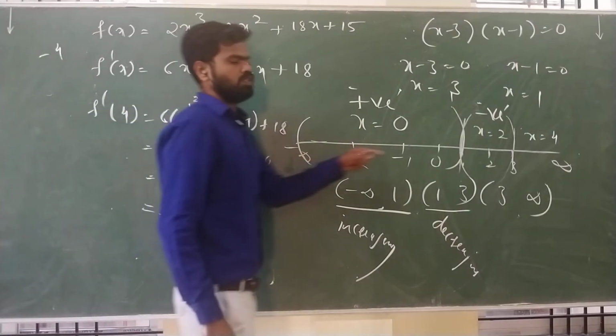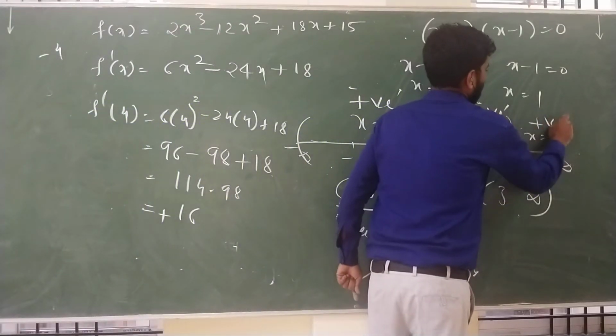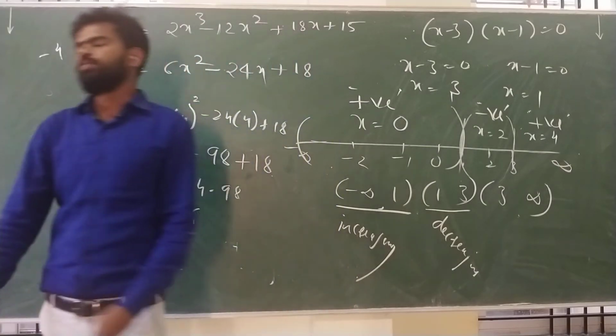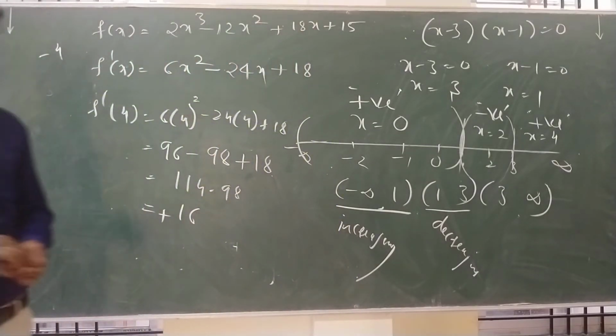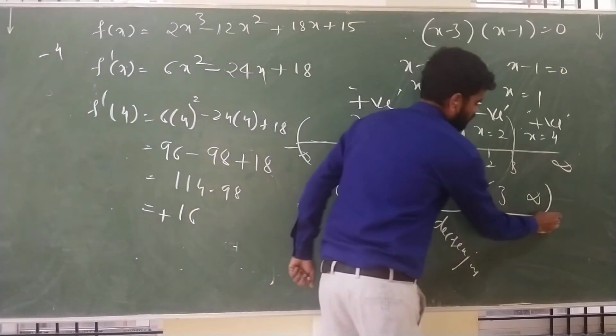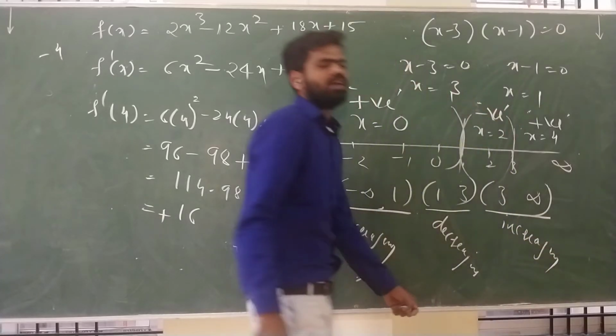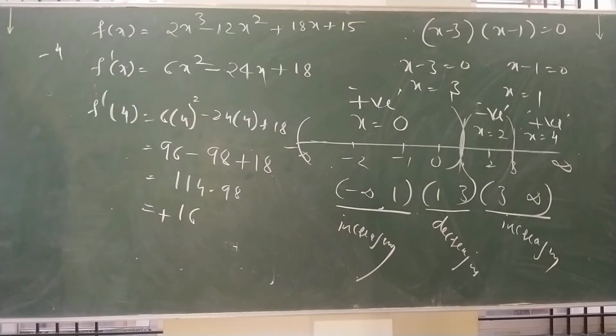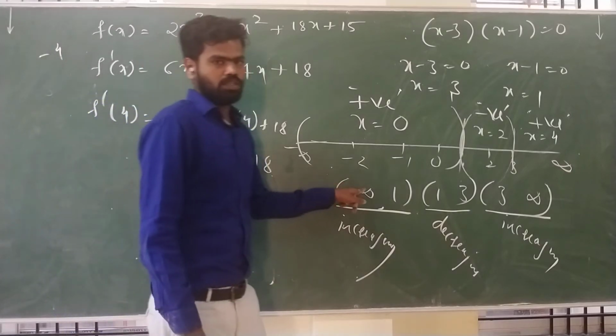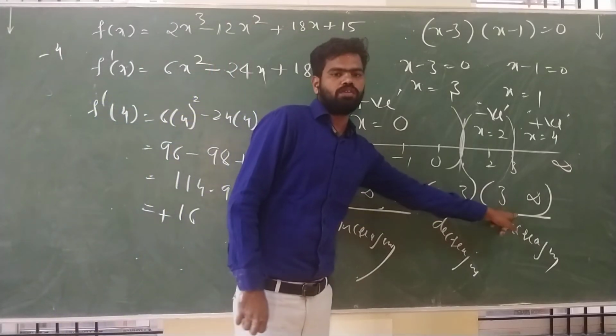So the third interval becomes positive. So third interval is positive ಬಂತು ಅಂದ್ರೆ ಏನು, it is also the third interval 3 to infinity is also increasing. So positive ಅಂದ್ರೆ increasing, negative ಅಂದ್ರೆ decreasing. Difference is there. ಹಾಗಾದ್ರೆ the strictly increasing intervals are minus infinity to 1 and 3 to infinity.